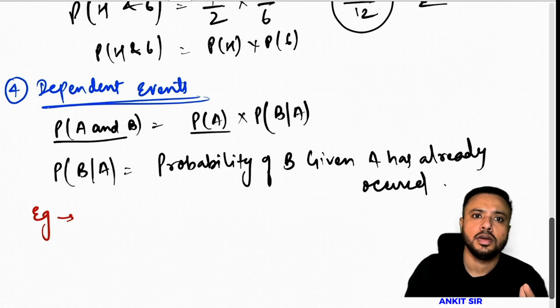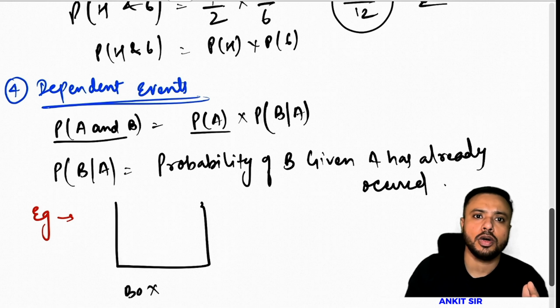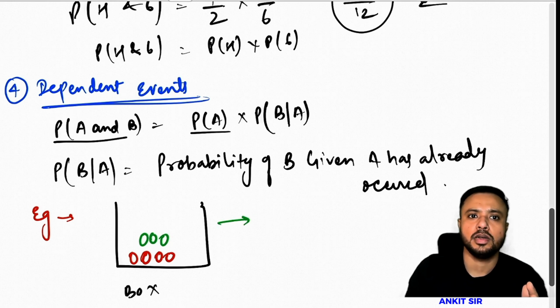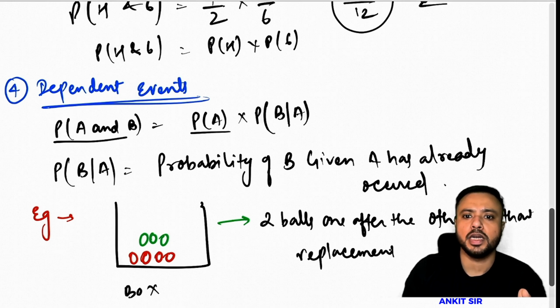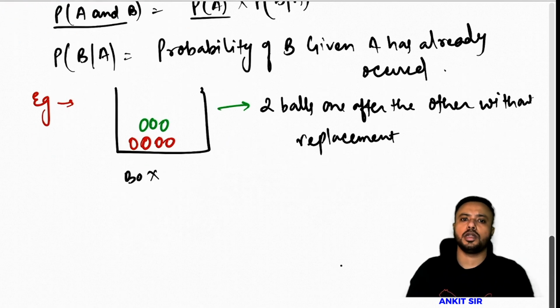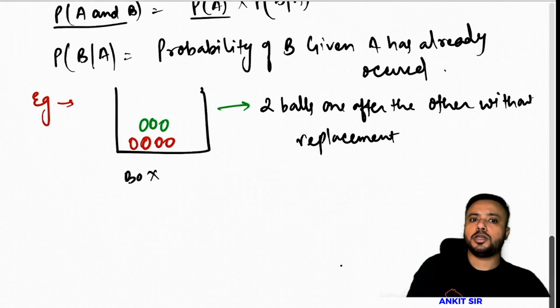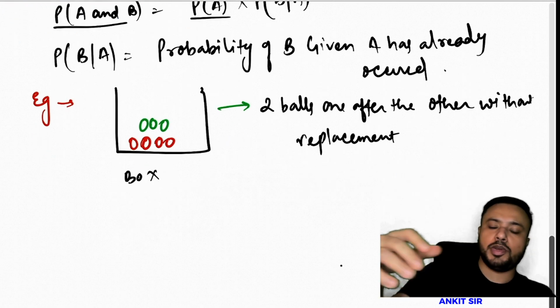So let's say we have a box, and in the box we have four red balls and three green balls. And let's say we are drawing two balls, one after the other, without replacement. So please remember, guys, there are two conditions. One is with replacement, another one is without replacement.